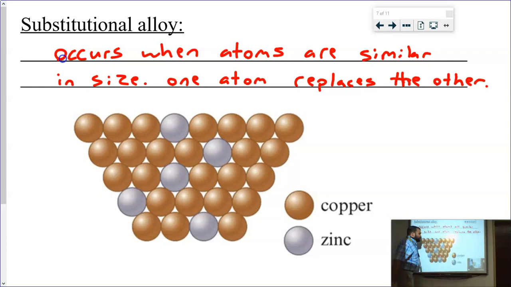Okay, so here's an example. I have copper, I have zinc. This makes brass, by the way. Okay, so your instruments downstairs if you're in band.